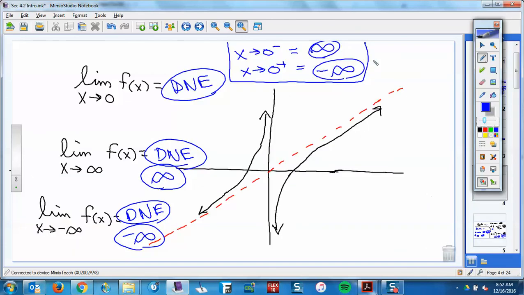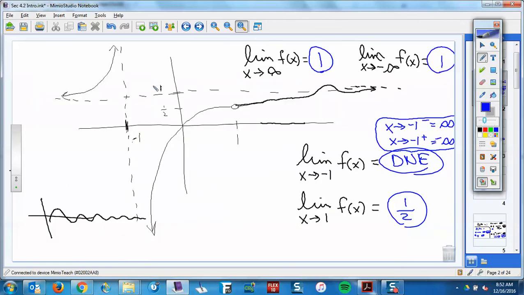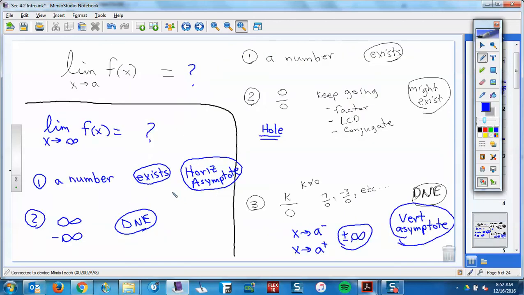Think back to these pictures. If you have a vertical asymptote, you check both sides. Right? You check both sides right here. Vertical asymptote, check both sides. Vertical asymptote right here, check both sides. Right? Okay? So that's what we got to do. Check both sides.